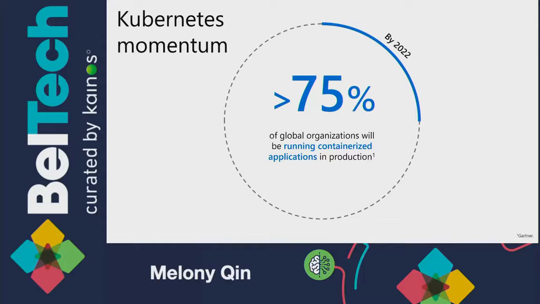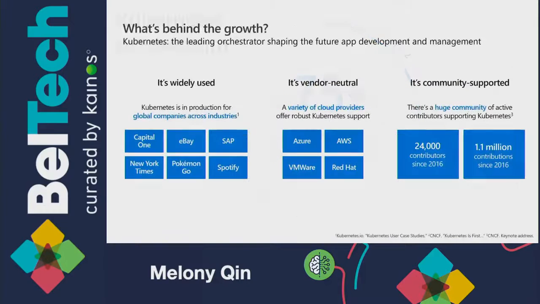Started by Google in June 2014, Kubernetes is a portable, extensible, open-source platform for managing containerized workloads. It has a large, rapidly growing ecosystem. Over the past few years, we've seen fantastic momentum in our projects around Kubernetes, and it's becoming better and better every day.